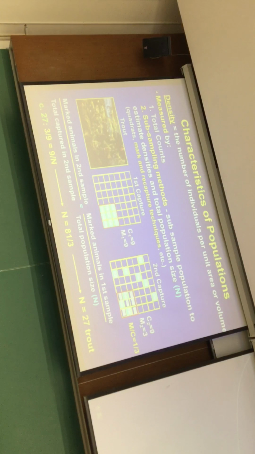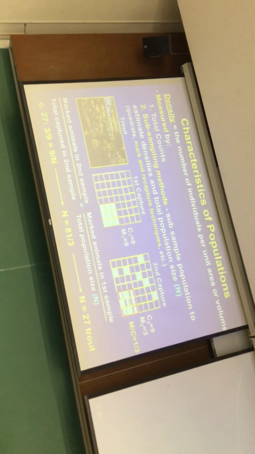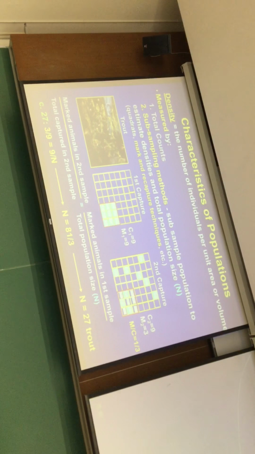Birds are in a flock. Of these birds, you capture such and such, you mark this amount. The second capture, this amount was basically previously marked, calculate the population size. All right, that's a simple tool. It's another tool in your tool belt as an ecologist.